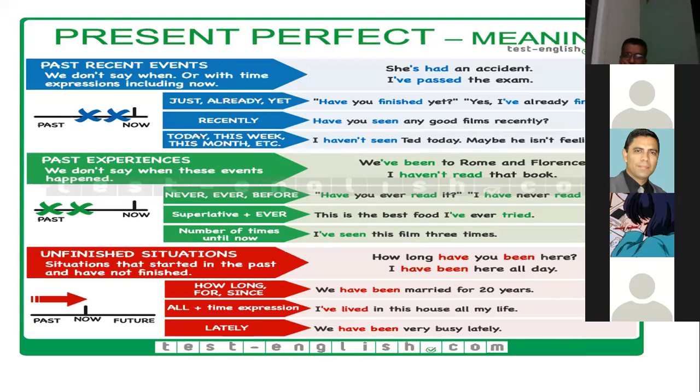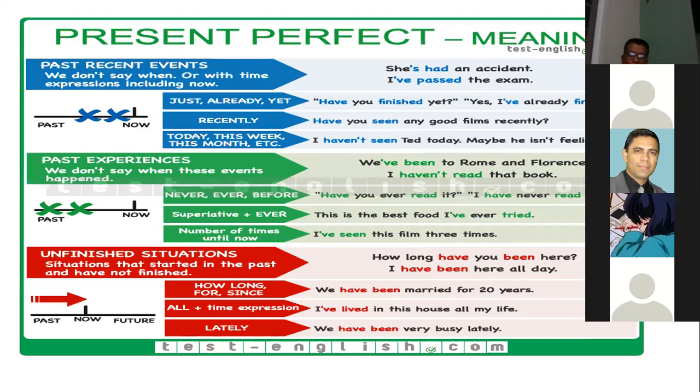For example, how long have you been here? ¿Cuánto tiempo has estado aquí? I have been here all day. He estado aquí todo el día. We have been married for 20 years. Vean, he estado casado o casada por 20 años. Es algo que ocurrió en el pasado, no sabemos cuándo, pero continúa hoy y probablemente sigue, ¿verdad? En los años venideros. I've lived in this house all my life. He vivido en esta casa toda mi vida. We have been very busy lately. He estado muy ocupada últimamente.